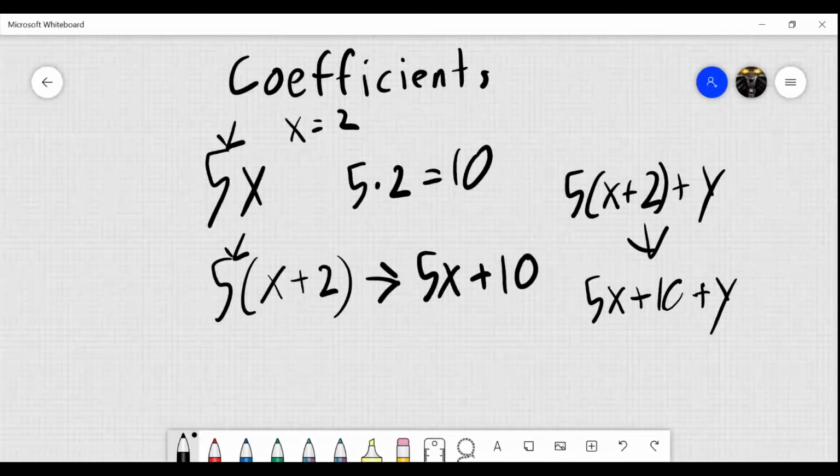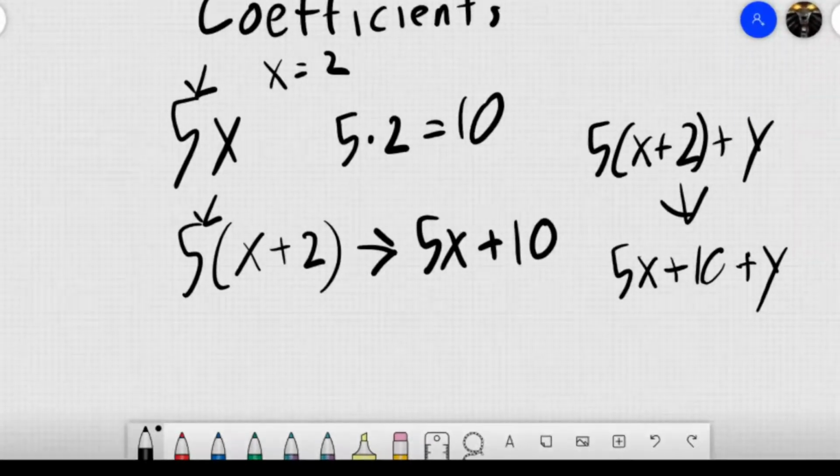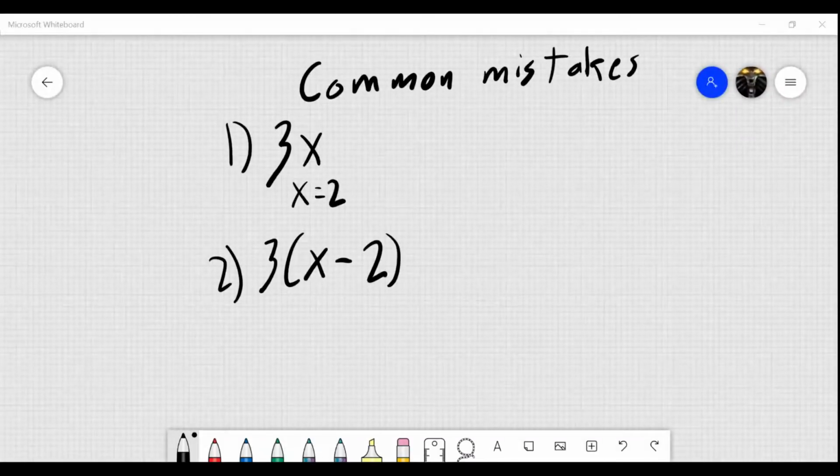That'll be it for this part of the lesson. Next up is a few common mistakes that people make. So, common mistakes that are made.